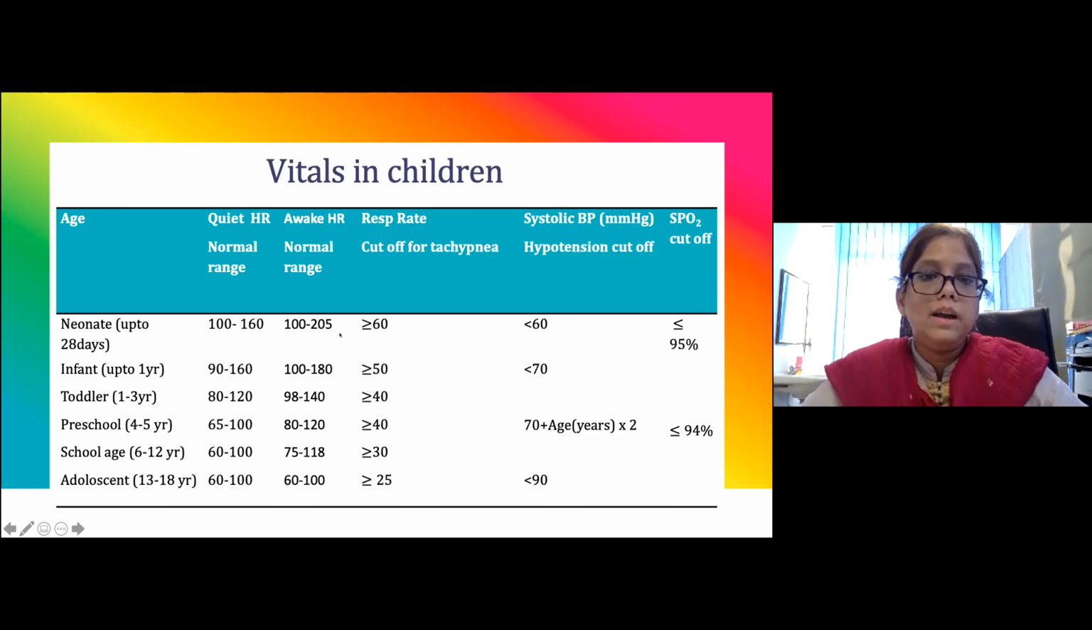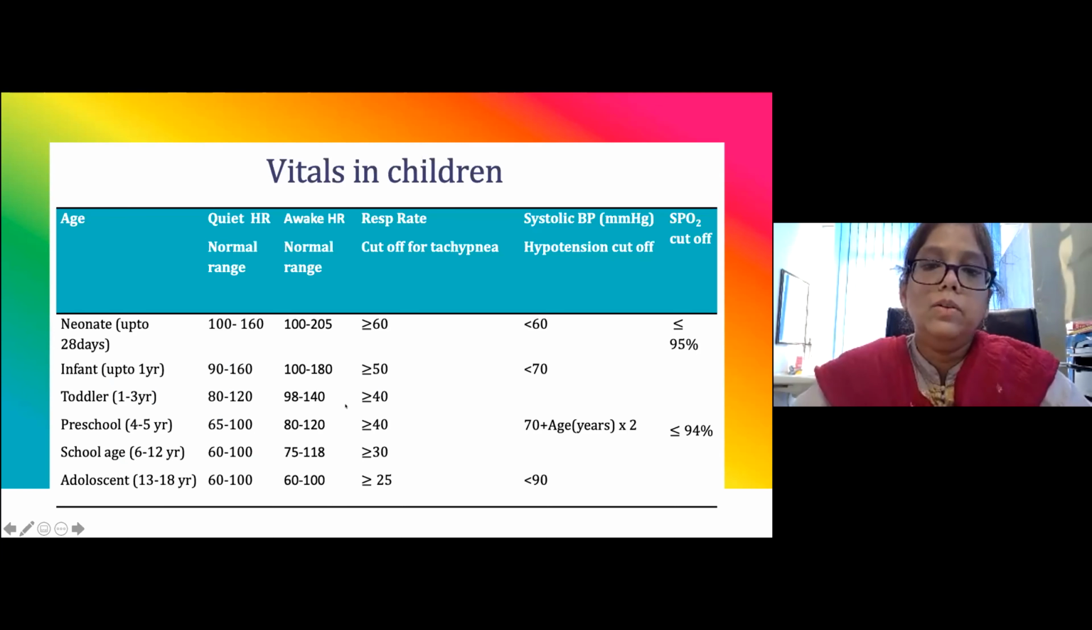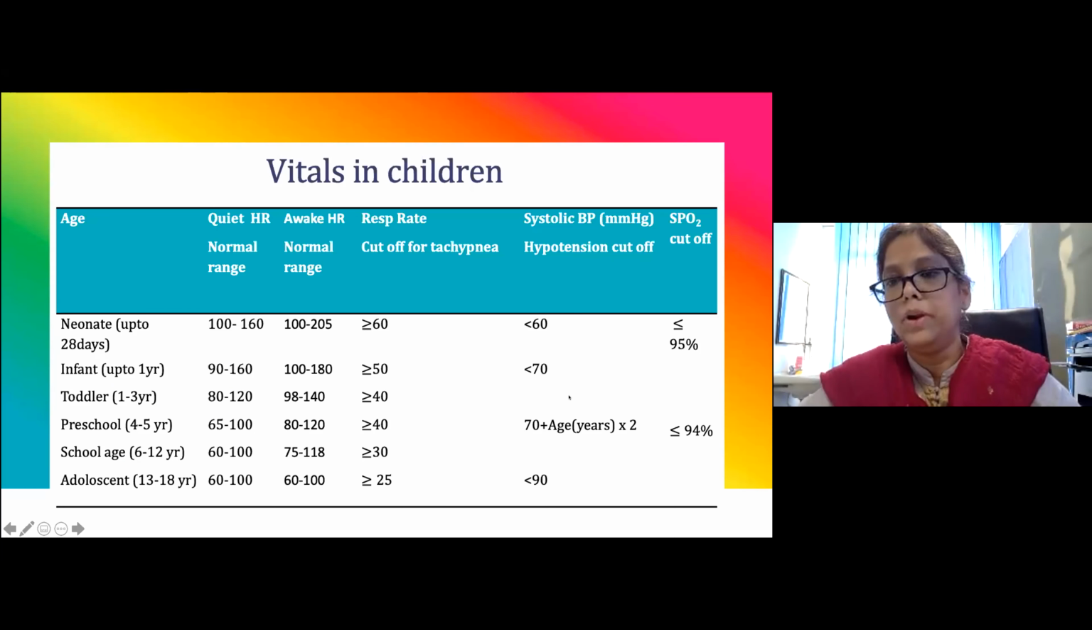As you can see, in the awake state, smaller kids will have a higher heart rate. As the child grows up, the heart rate is on the lower side. The respiratory cutoffs are: for neonates, up to 28 days, more than 60. From 2 months to 12 months, that is 1 year of age, it is 50 per minute, and after 1 to 5 years, it is 40. After that, school age, that is 6 to 12 years, it is more than 30, and adolescent is more than 25.